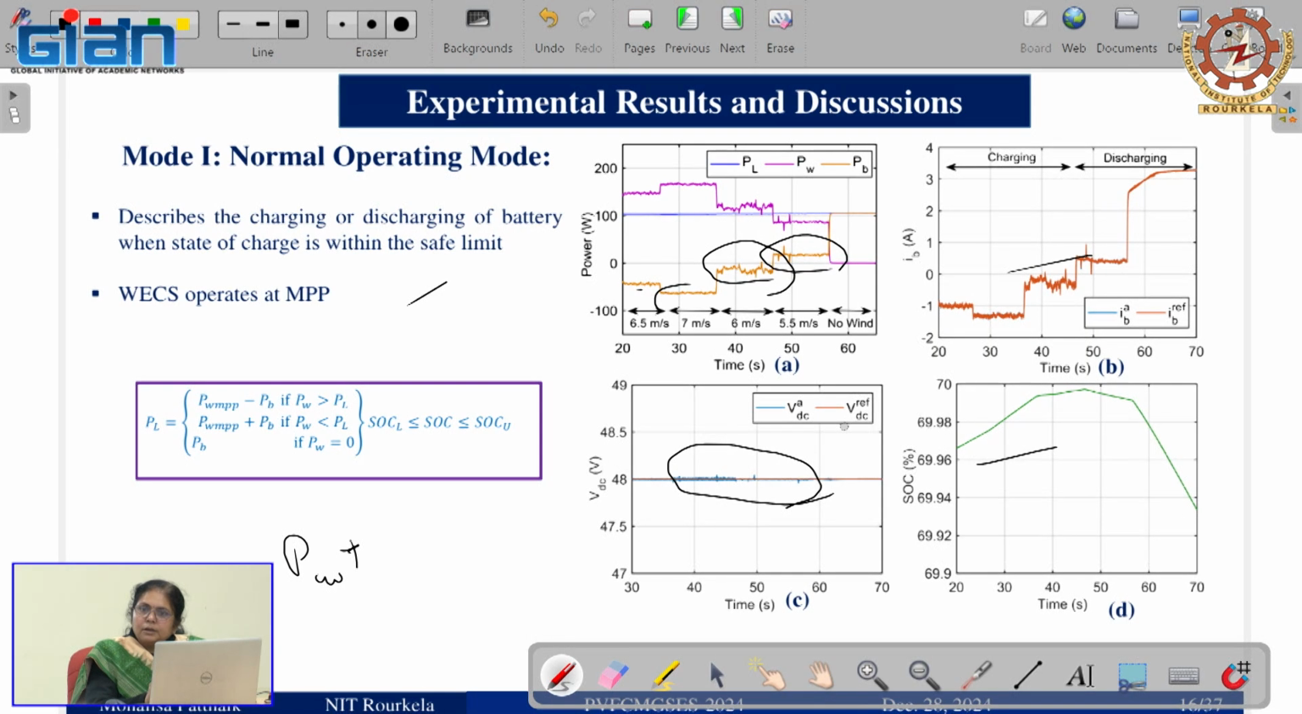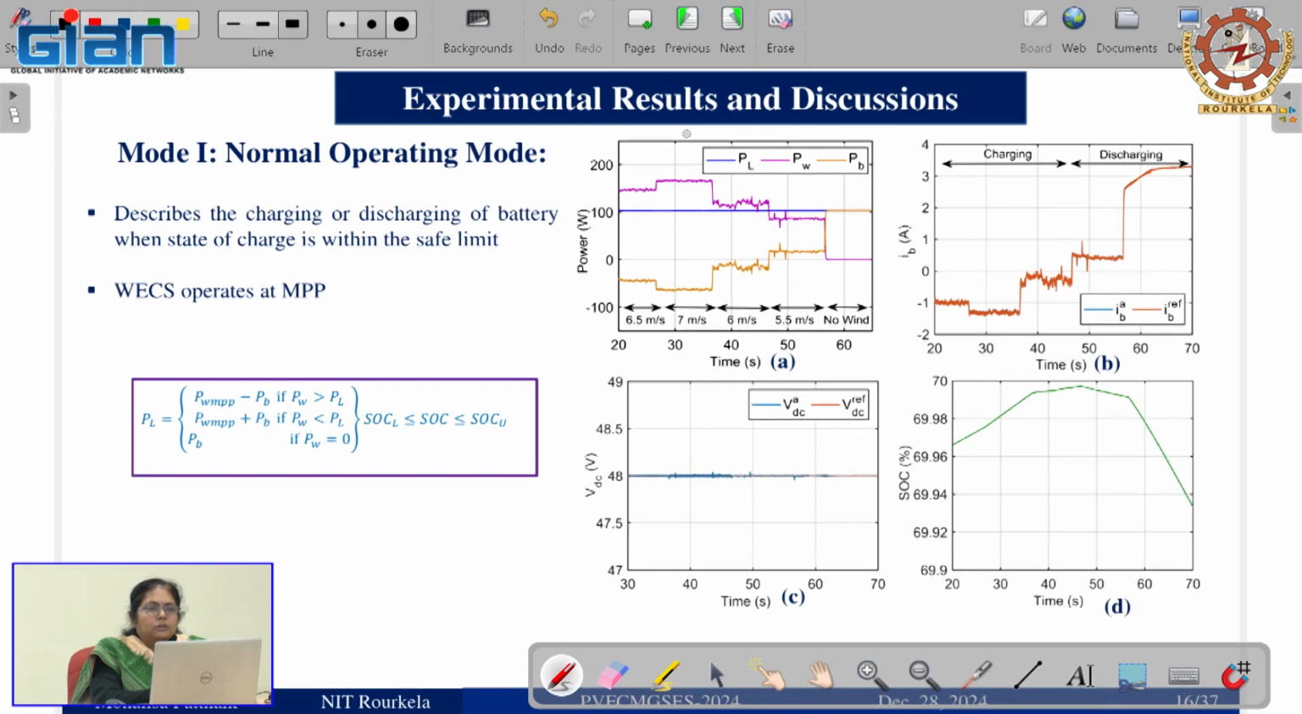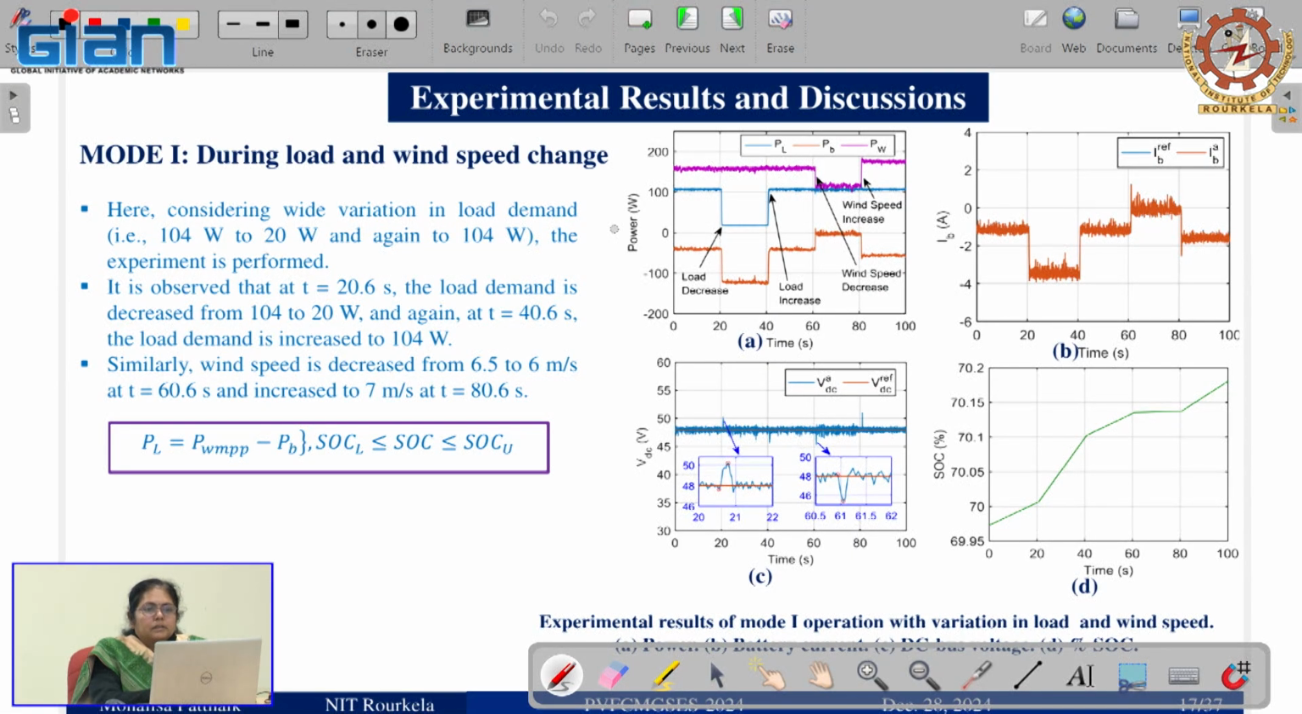So this is the mode 1 operation. So this is also a case. Here both the wind speed is changing and also the load is changing. Correspondingly, you are able to maintain the DC bus voltage constant.